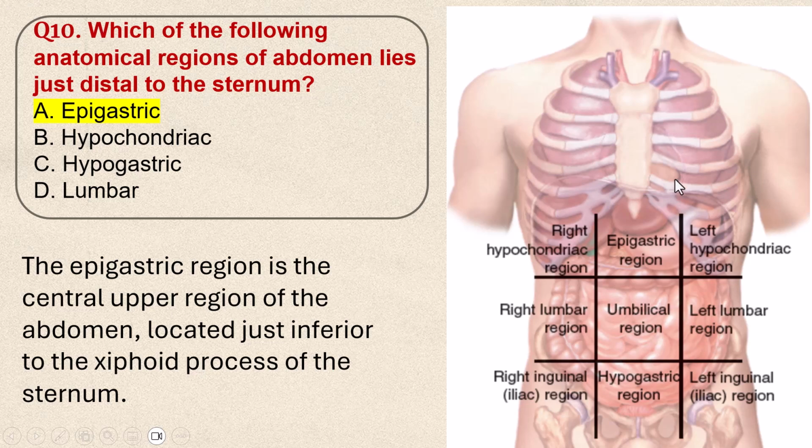Anatomically, the abdomen can be divided into 9 areas. Below the sternum, the part is called the epigastric region. The middle part is the umbilical region, and the lower part is the hypogastric region.